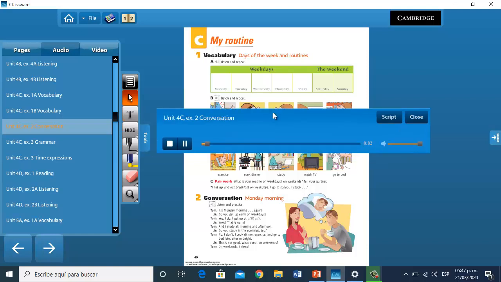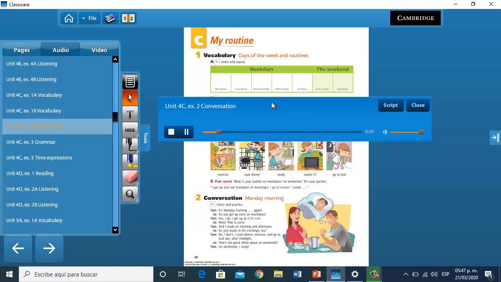Page 40. Exercise 2. Conversation. Monday morning. it's Monday morning, again. Do you get up early on weekdays? Yes, I do. I get up at 5:30 a.m. Wow, that is early. and I study all morning and afternoon. Do you study in the evenings too? No, I don't. I cook dinner, exercise, and go to bed late, after midnight. That's not good. What about on weekends? On weekends, I sleep.